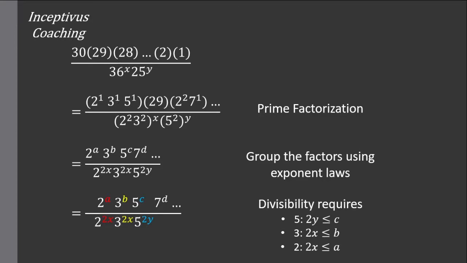Now let's shift our attention back to this question. Is 30 factorial divisible by 36 to the power of x and 25 to the power of y? Well, following the concept of divisibility that we just discussed, let's first prime factorize both the top and bottom.